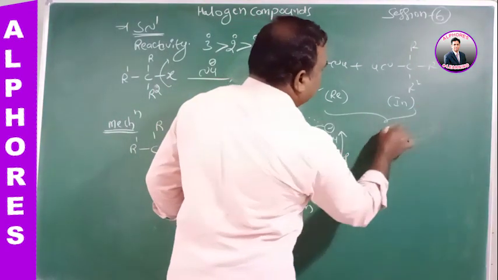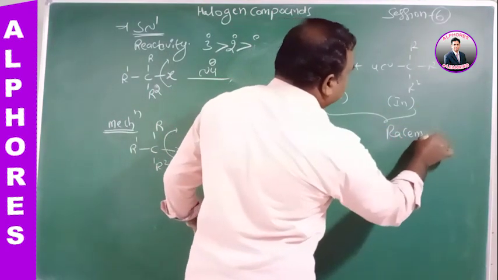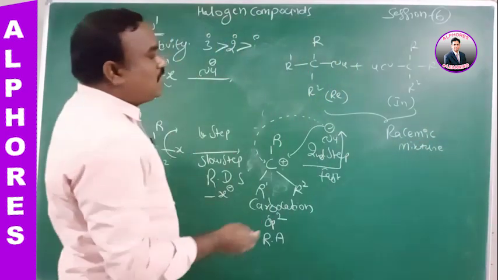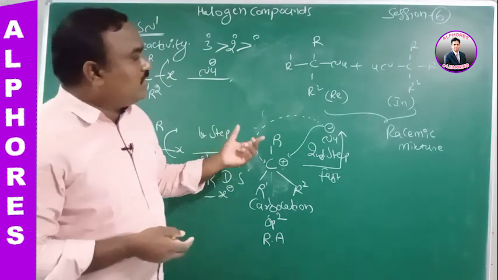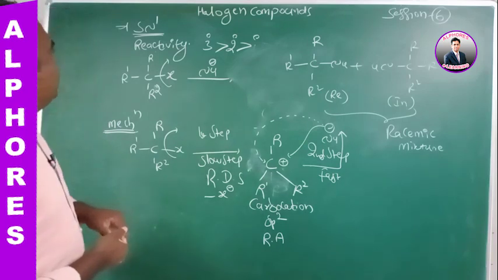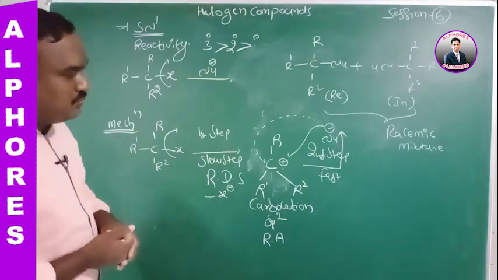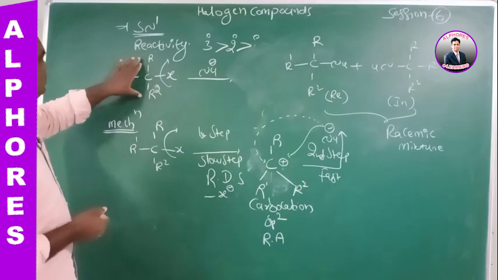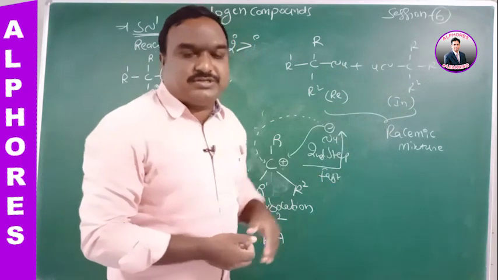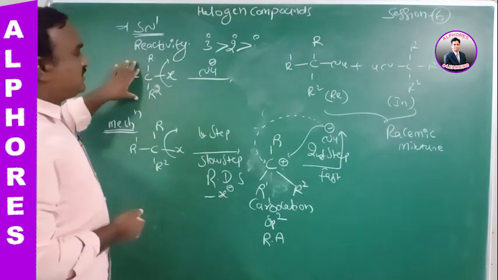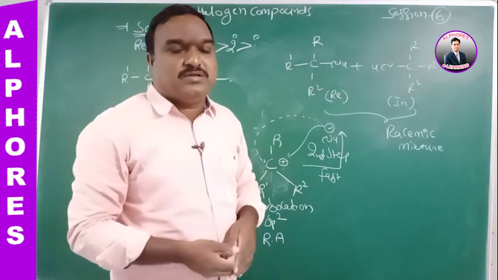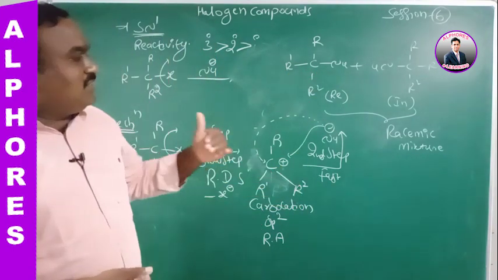The mixture is generally called a racemic mixture. Non-superimposable mirror image relationship is generally called what? Racemic mixture. In unimolecular nucleophilic substitution reactions, if the substrate is carrying a chiral center, it forms the racemic mixture. If there is no chiral center, it forms only one product. This is the way to explain whether a racemic mixture is possible or not.